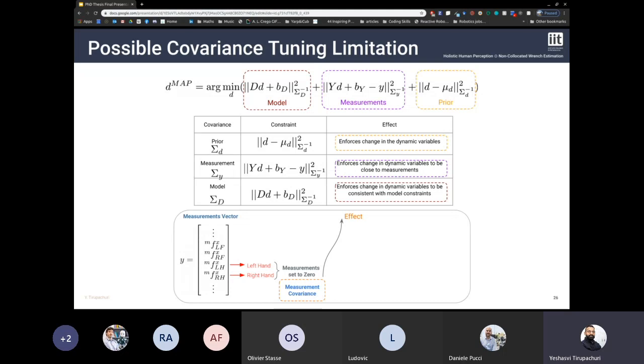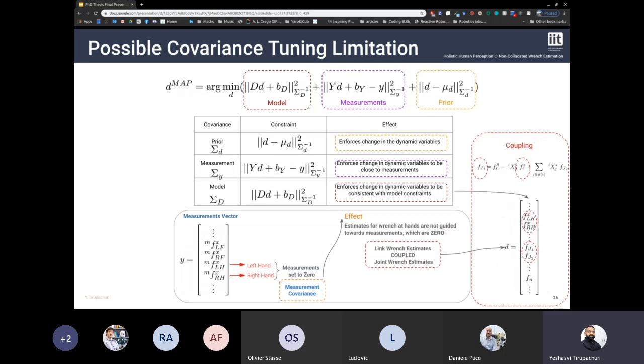A possible tuning one would immediately expect to do is considering the measurement covariance at the hands and playing with them. Let's look at the effect of how we can play with the measurement covariances. We can control that the estimates at the hands are not pushed towards the measurements, which are set to 0. But at the same time, the estimator has no guidance to push the estimates of the hand wrenches towards the values that reflect the object weight.